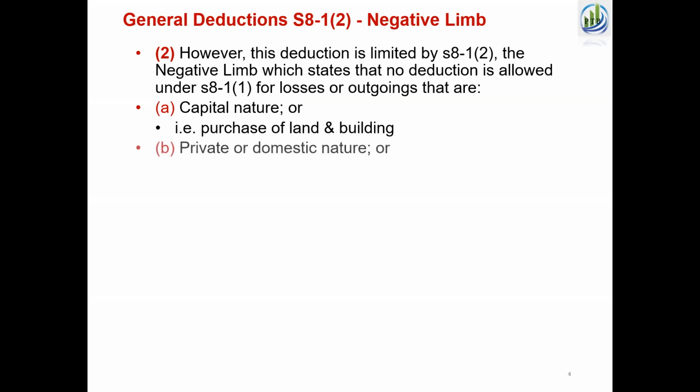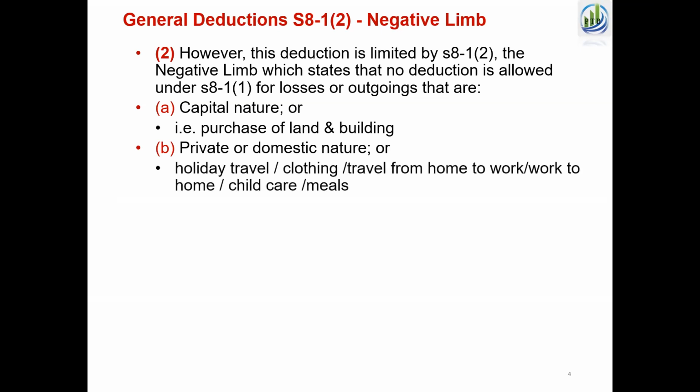Now, the second one: private or domestic nature cannot be deductible. As I said, your holiday ticket to Bali, or your birthday party, or your wedding party, anything like that cannot be deductible because that's private in nature. Anything you are spending for your day-to-day living, like your Woolworths bill, your clothing, your travel from home to work or work to home, cannot be deductible. Why? That's going to be considered as private nature.